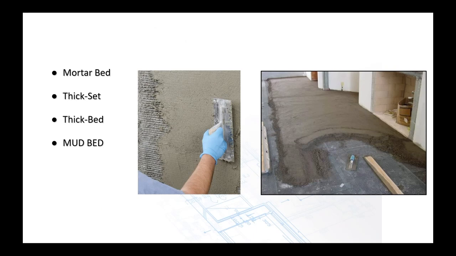Thin bed as opposed to this thick bed. We're taking sand and cement, creating a mortar bed, or what's called thick set, a thick bed, or mud bed. Generally a nominal 1.25 inches thick. Sand and cement mixture anywhere from 5:1 to 4:1 to 6:1, depending on the thicknesses and what the tile contractor is really looking to do with it.